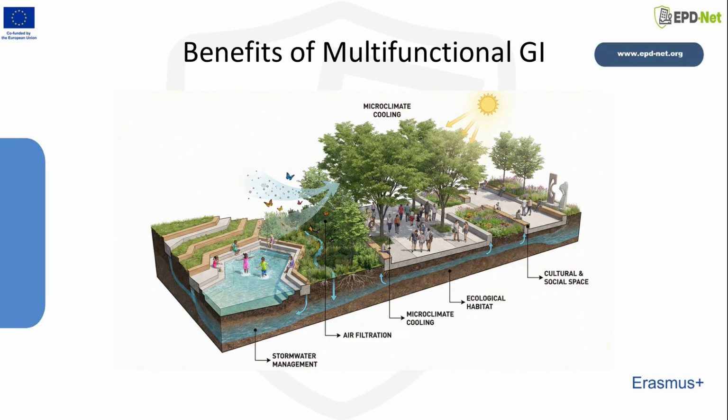Fourth, cultural identity coupled with biodiversity conservation reinforces place attachment, supports cultural ecosystem services and strengthens public support for ecological stewardship in urban environments. Chan et al., 2012, Raymond et al., 2017. Together, these integrated benefits demonstrate that multifunctional GI is more land efficient, resilient and socially inclusive than isolated, single-function gray infrastructure solutions.